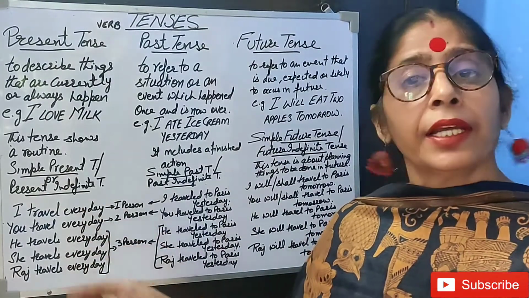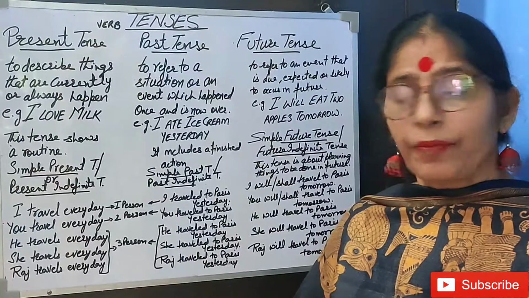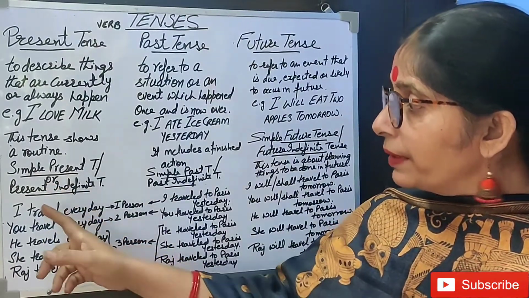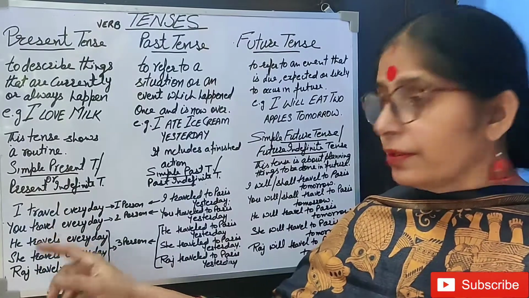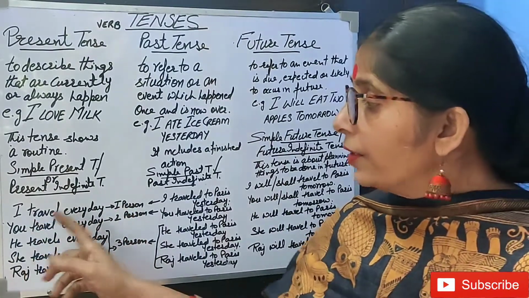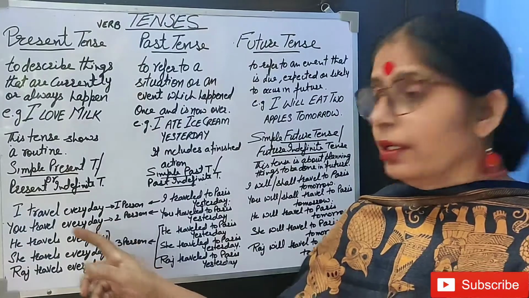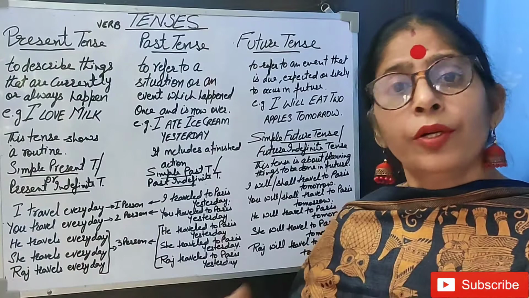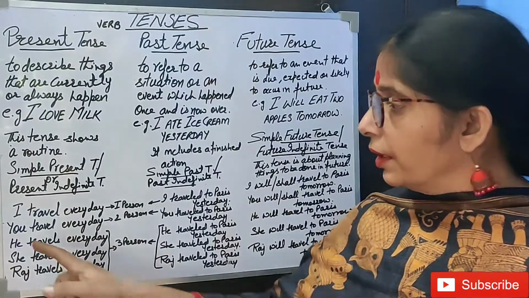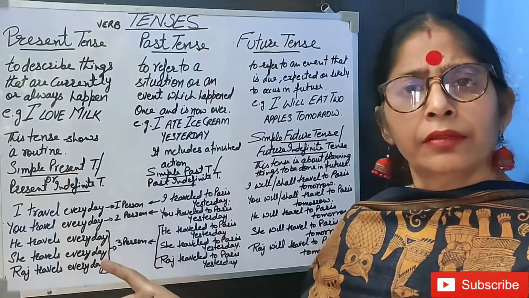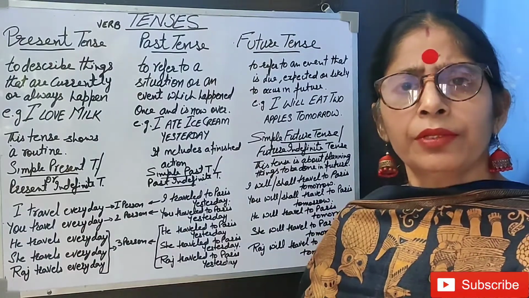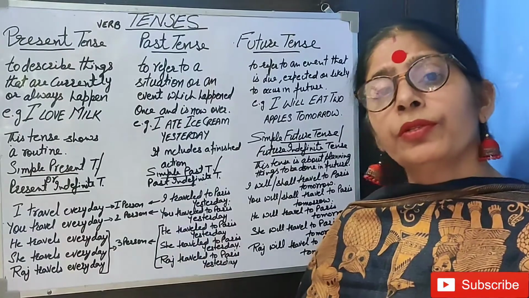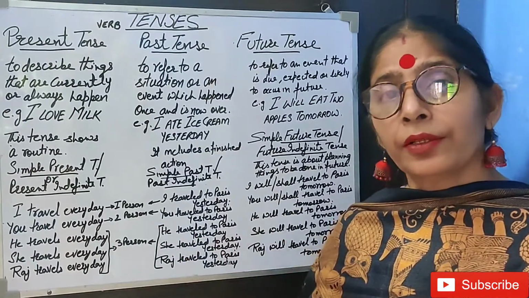Now here once again we will be using these persons. Now how to use these persons? Like in simple present tense, the first example I gave: I travel every day. I is the first person. I travel every day. मैं रोज travel करता हूँ. One example, you travel every day. या फिर second person भी हो सकता है, same sentence. You travel every day. तुम रोज travel करते हो, सफर करते हो.